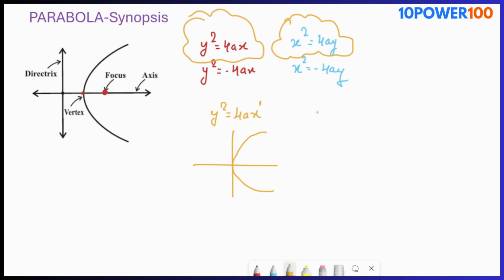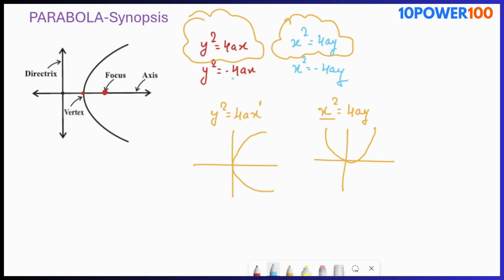Now, the other way around: x square is equal to 4ay. In this case, which power is less? If you look into this, x power is 2 and y power is 1, so you are going to cut the y-axis. This is how you will construct a parabola. Construction is not required, but for your reference, this is very important.